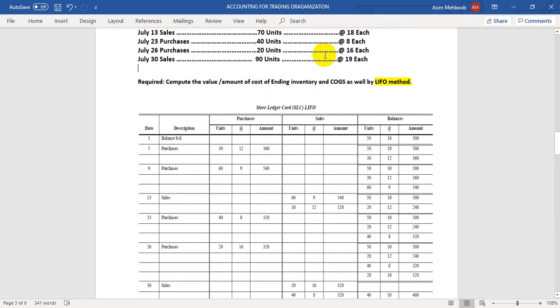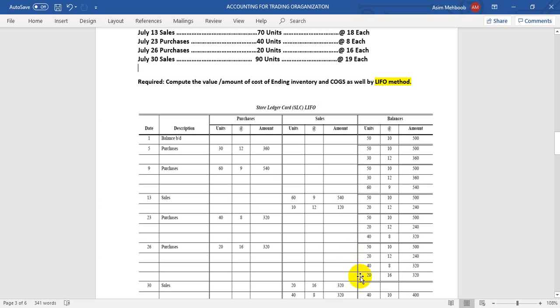Same, then you are purchasing 20 units at the rate of 16. So first you copy these three levels of inventory, or kinds of inventory, here, and then you will copy under the remaining inventory balance 20. So this is the balance brought forward, this is the remaining purchase of the 5th, this is the remaining purchase of the 9th, and this is the 23rd, which you just purchased.